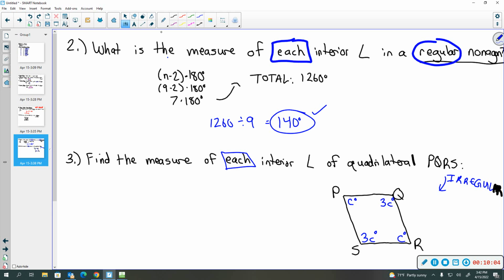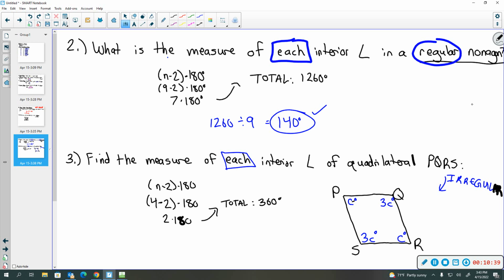So the first step, just like the last one, you want to use your interior angle sum theorem to find the total amount of angles that you have. So I'm going to use the n minus 2 times 180. I know this thing has 4 sides. It's a quadrilateral. So 4 minus 2 times 180, or 2 times 180, lets me know my total number is 360 degrees.